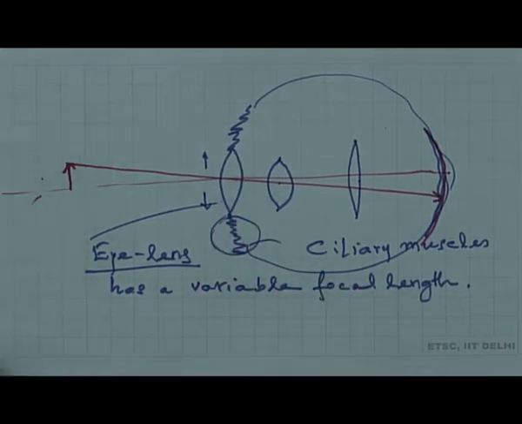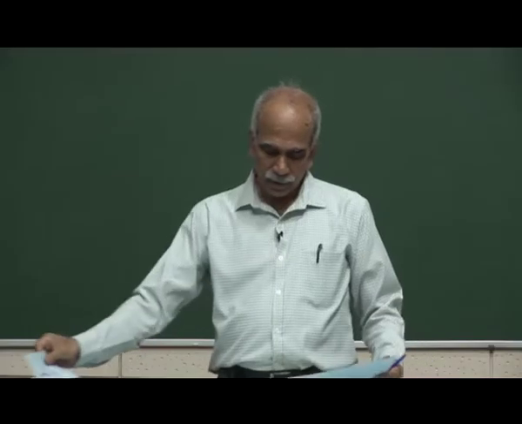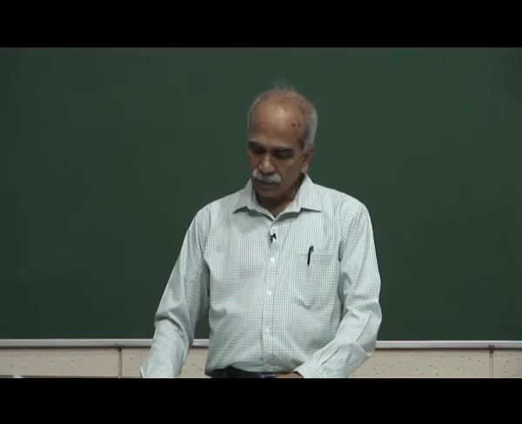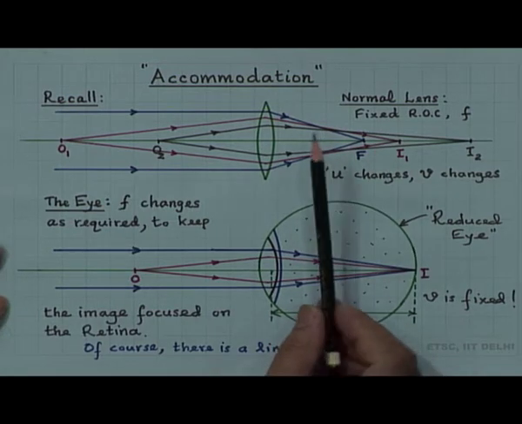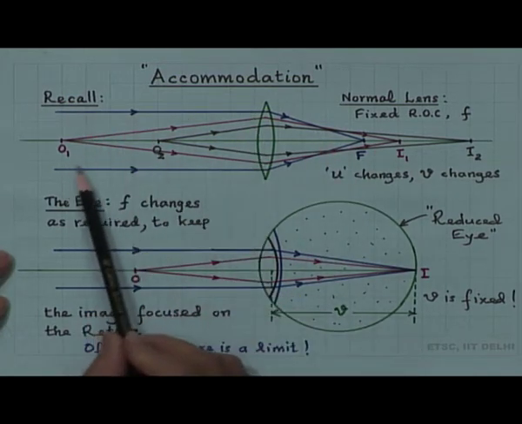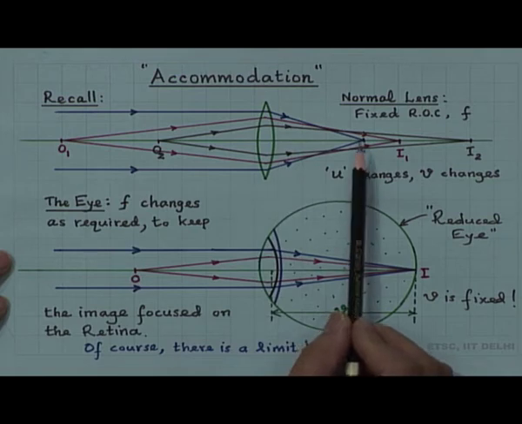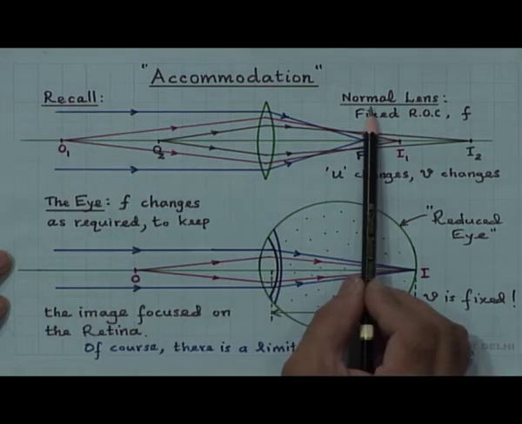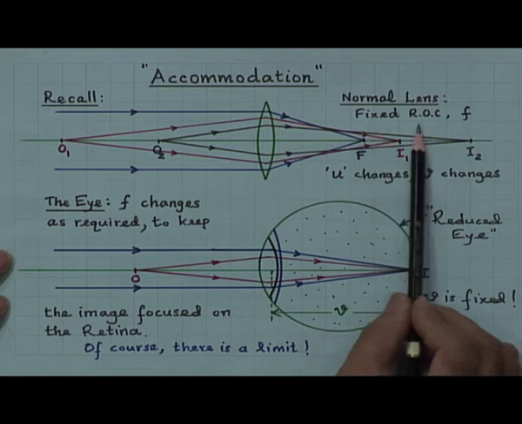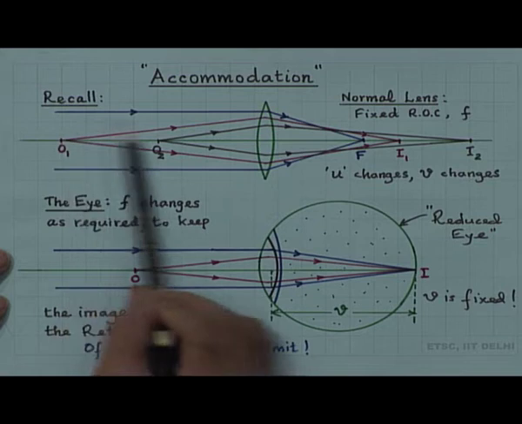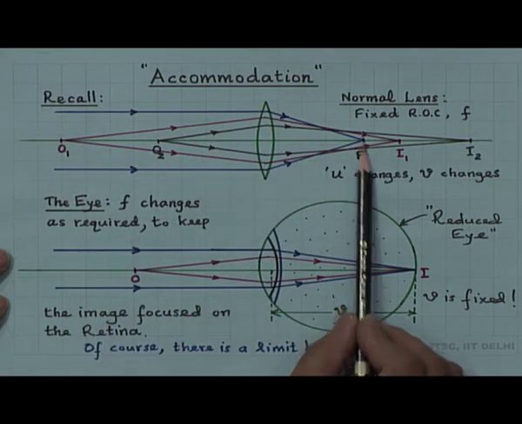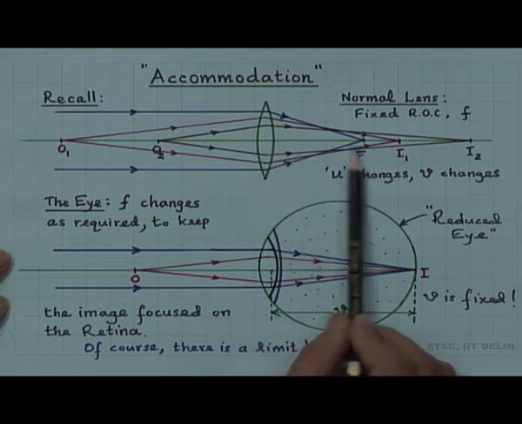So, let me show you a pre-drawn figure, a nice figure here. So, accommodation, what is accommodation? This is a very important process. What I have shown here is parallel light, which is focused here at the point in a normal lens. This is what we have studied. In a normal lens, the radius of curvature is fixed. So, focal length is fixed, and therefore, parallel light will get focused at the focal length. F is the focus, and therefore, this distance is the focal length.